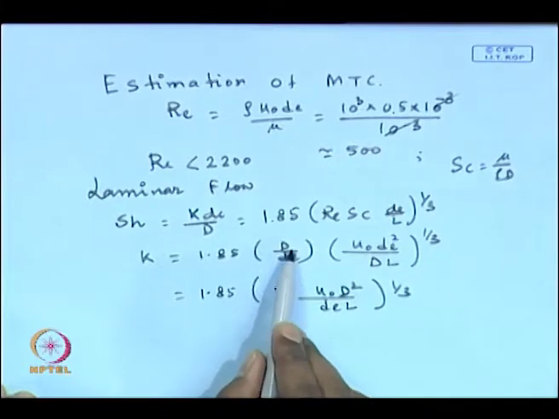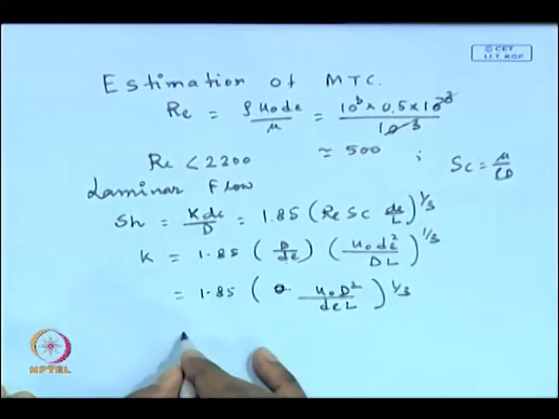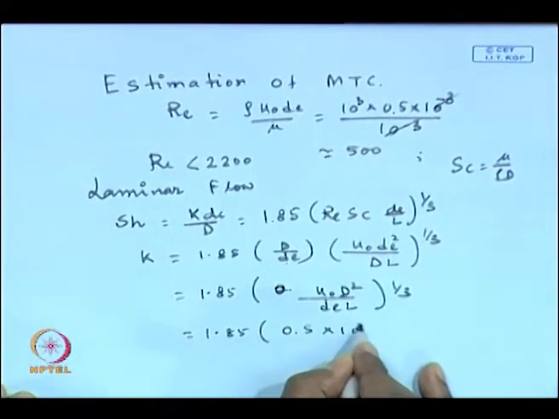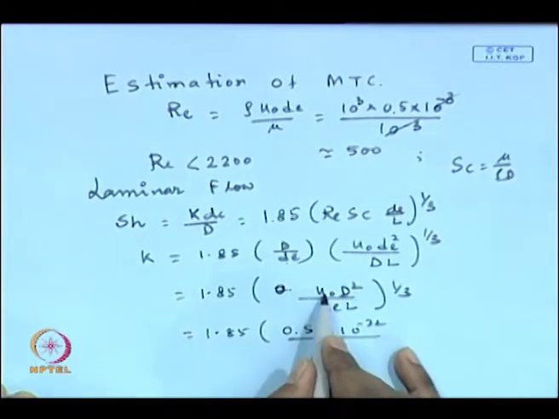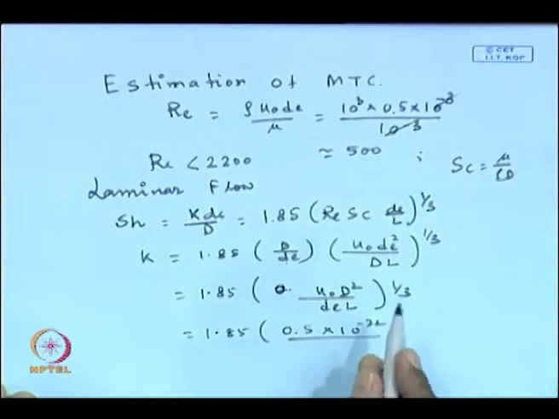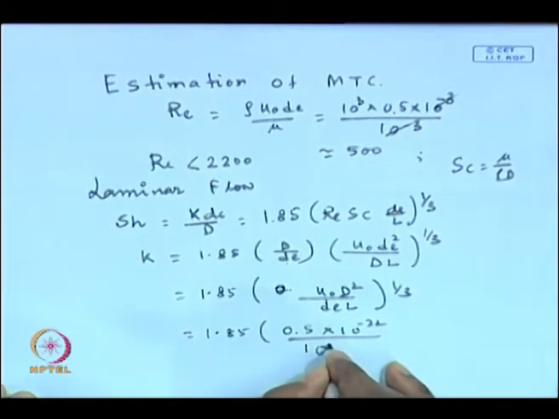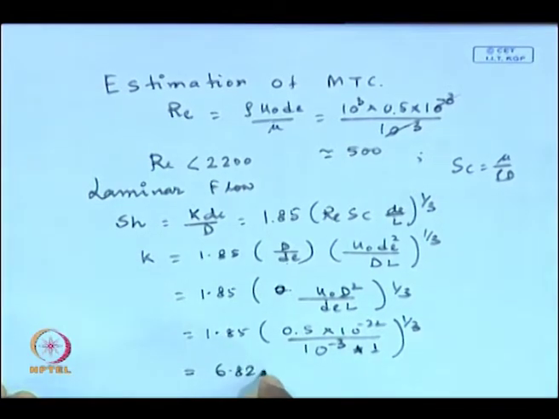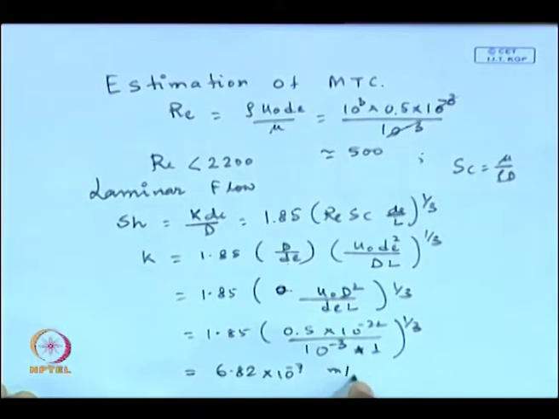If you observe d by d within this bracket. Okay. So, this will turn out to be 1.85 times 0.5 into 10 to the power minus 22. 0.5 is velocity value, d is 10 to the minus 11. So, d square will be 10 to the minus 22, dE will be 10 to the minus 3, length will be 1, right, raised to the power 1 upon 3, and this will return you a value of 6.82 into 10 to the power minus 7 meter per second. So, you can estimate the mass transfer coefficient by looking into the flow regime and selecting the appropriate Sherwood number relationship for that particular flow regime.